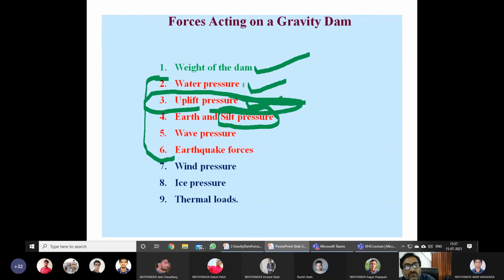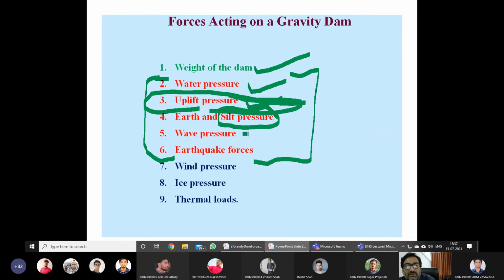Now all these forces which I have mentioned here are, in one way or another, related to the water stored upfront. You look at this: this is water pressure, and uplift is also because of water. Then earth and silt pressure: silt comes because of the water runoff from rain precipitation and flow of water, and with the velocity of the water it gets accumulated in the reservoir and exerts pressure on the dam wall.